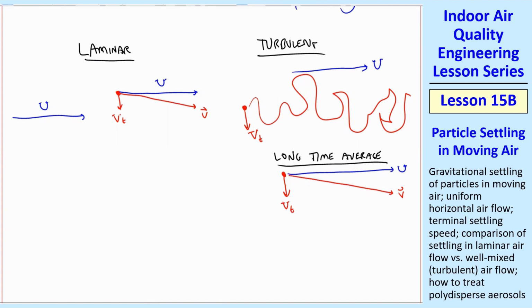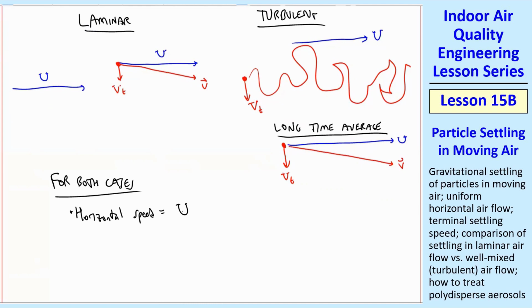Everything's unsteady, but if we take a long time average, we still see that particle falling at vt and moving at speed u to the right. For both cases then, horizontal speed is u. For laminar flow, it's just u, which is a constant. For turbulent flow, we would just say on average, and that's to the right. Vertical speed is vt on average down.